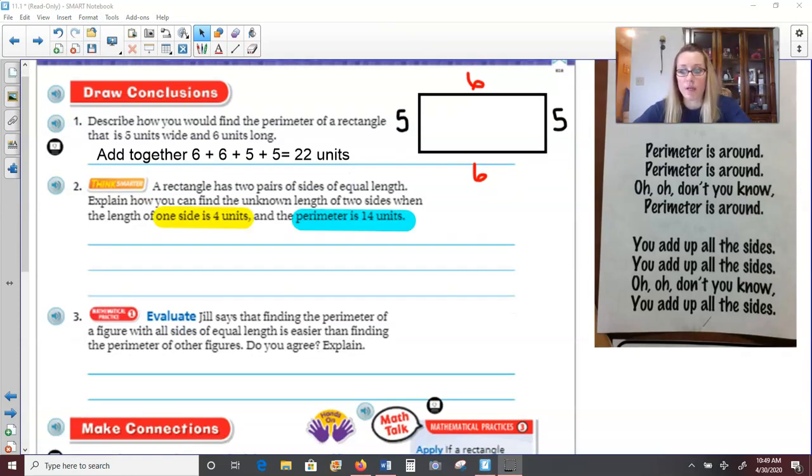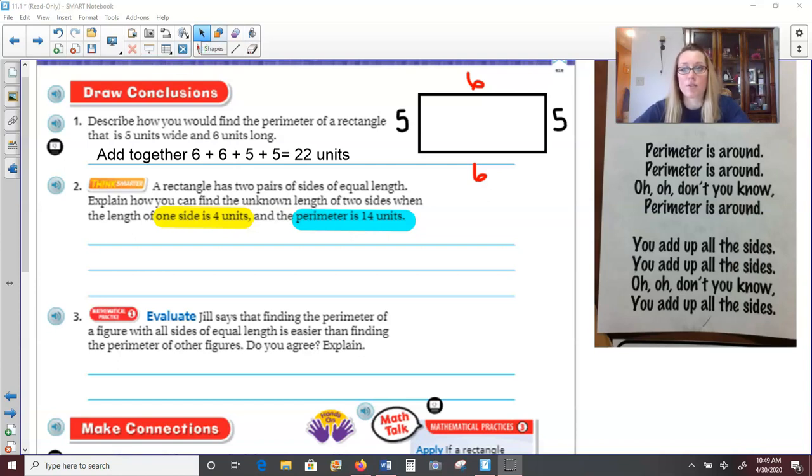All right, so our next problem is a think smarter problem. It says a rectangle has two pairs of sides of equal length. Explain how you can find the unknown length of two sides when the length of one side is 4 units and the perimeter is 14.